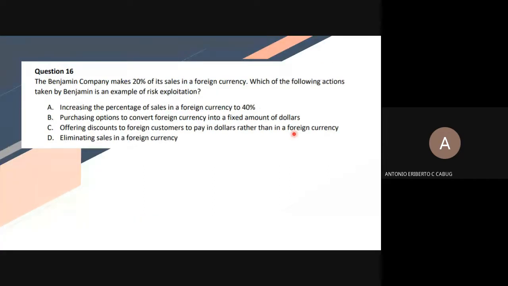One last one. Last one before we end our discussion today. Everyone, please answer.